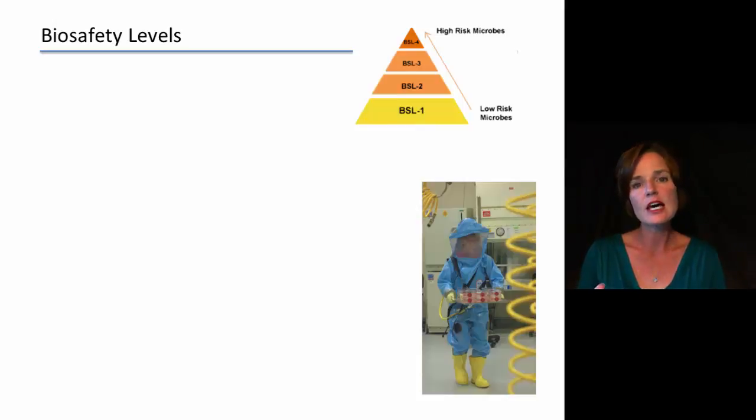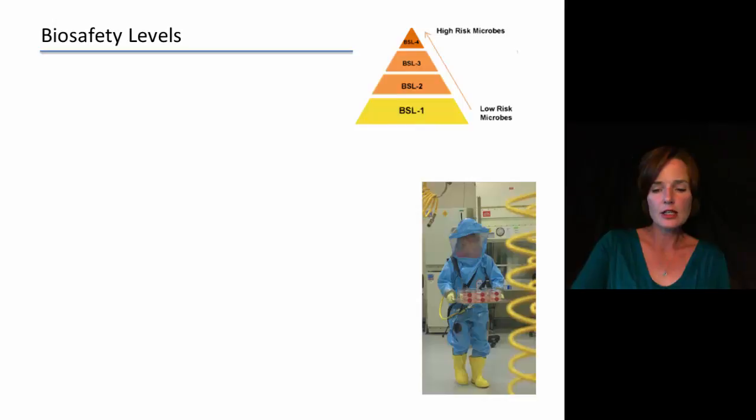level number 1, that is the lowest risk microbes. And then as we move up, the microbes get more and more dangerous, all the way up to biosafety level number 4, which would be the highest risk microbes as far as what impact they might have on us.